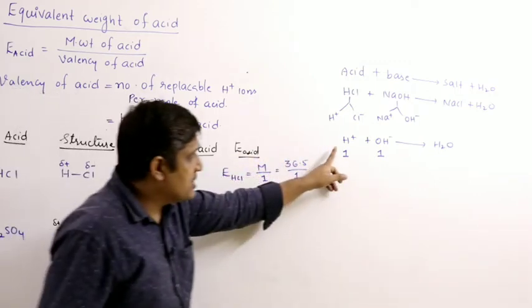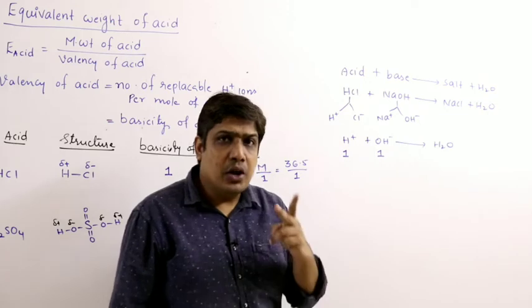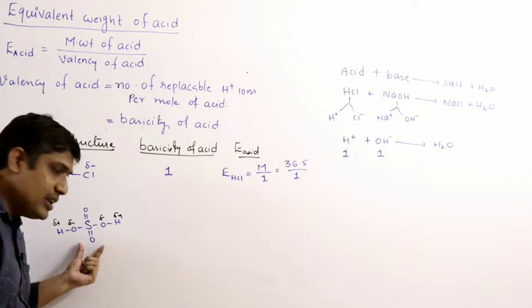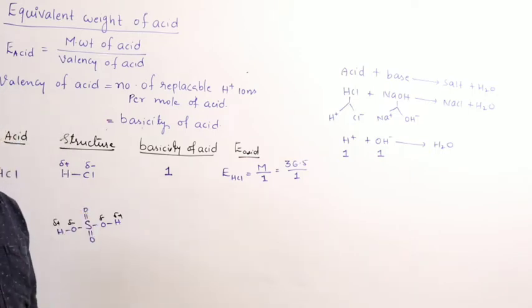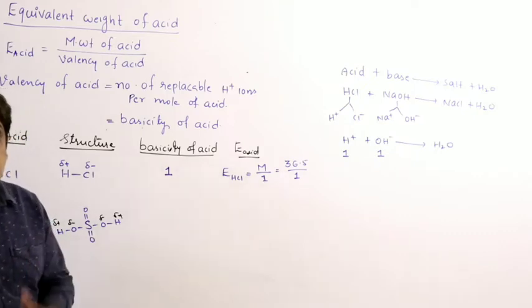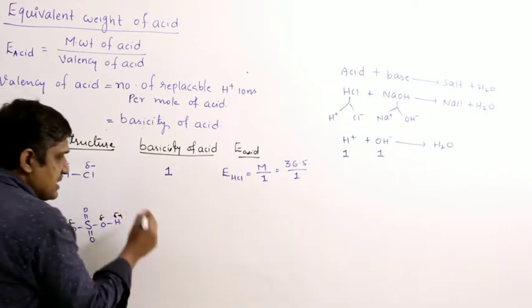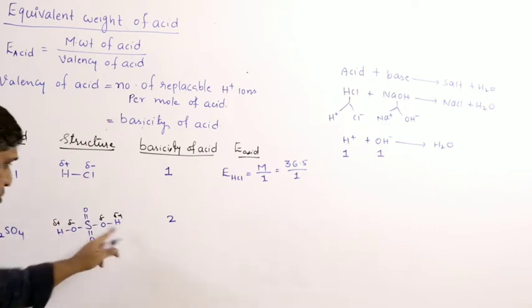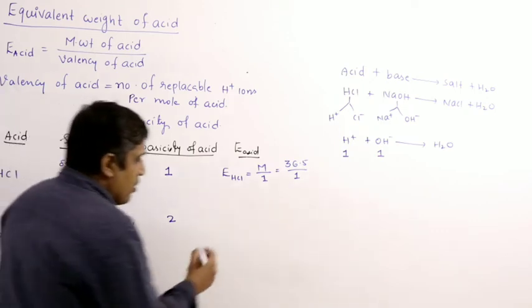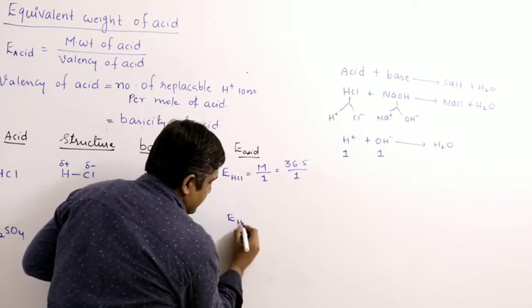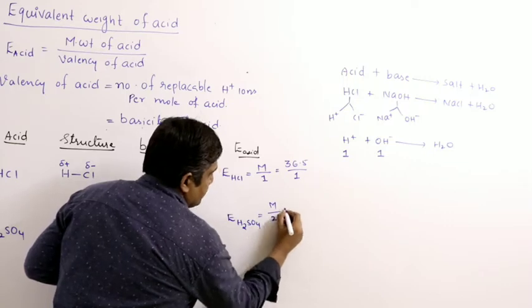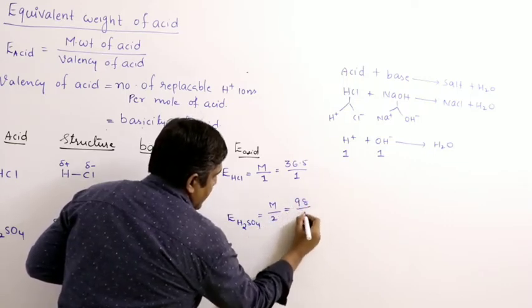To neutralize 2 H plus ions, how many OH minus ions are required? 2. That means 2 moles of OH minus ions are required to completely neutralize 1 mole of sulfuric acid. Therefore, its basicity is 2. 2 moles of OH minus ions are necessary to completely neutralize 1 mole of acid, because it can release 2 H plus ions. Therefore, what is its equivalent weight? That is molecular weight by 2. Molecular weight is 98 by 2.